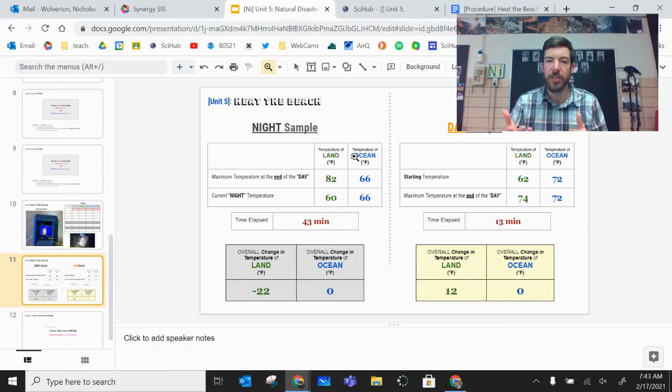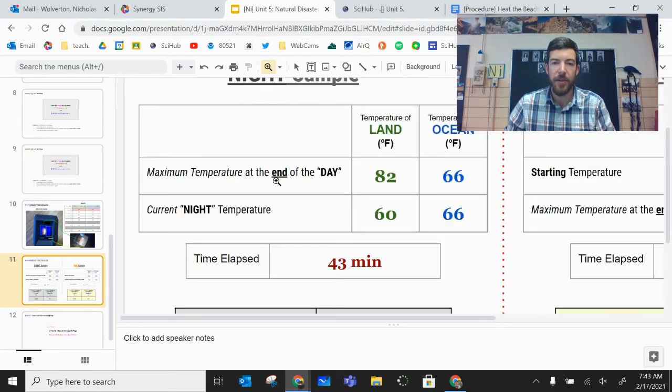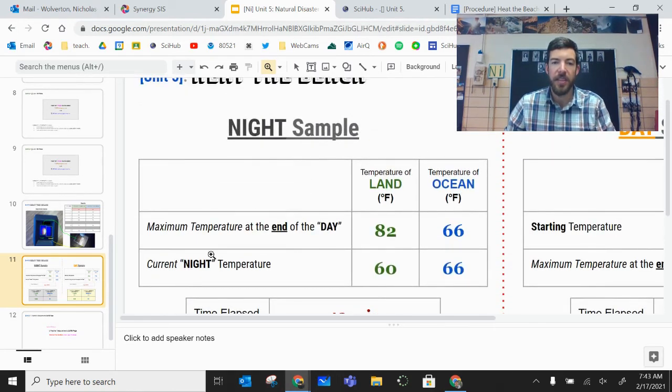So those two materials started out warm because they had been underneath the sun or the lamp. Once the students arrived, I turned the lamp off and I recorded the time. And then in the middle of their experiment, I had them take a look at what the night temperature was. So when I first turned off the lamp, I measured the temperatures because that would be the end of the day. That's like sunset. I turned off the lamp.